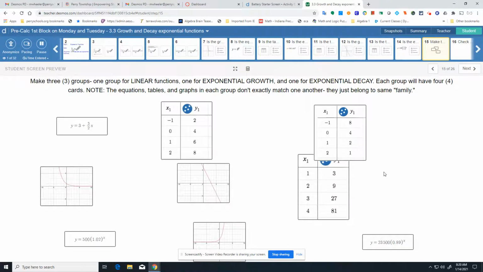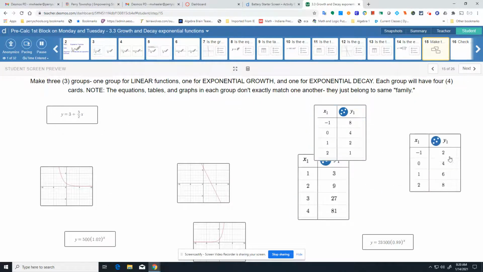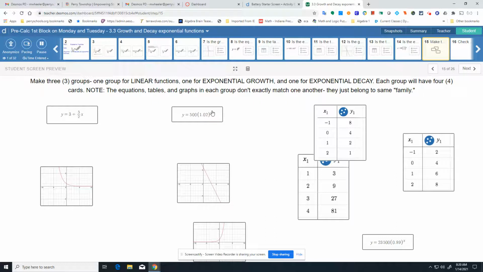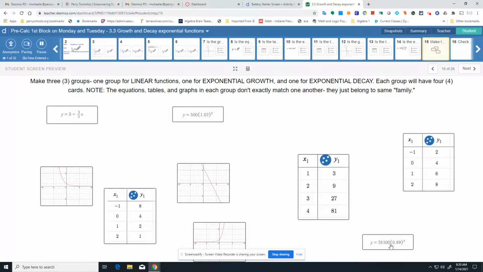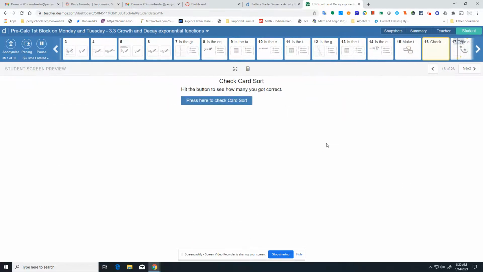All right, card sort. I'm going to let you guys do this one on your own. What I would do, though, is you're going to have 3 piles. I would put the equations up at the top, and then you have to match up the graph. And if you look over here, I have 0 out of 9 correct. You can check it.